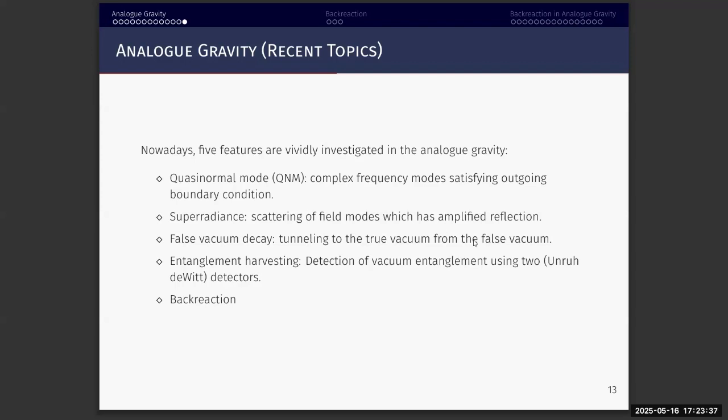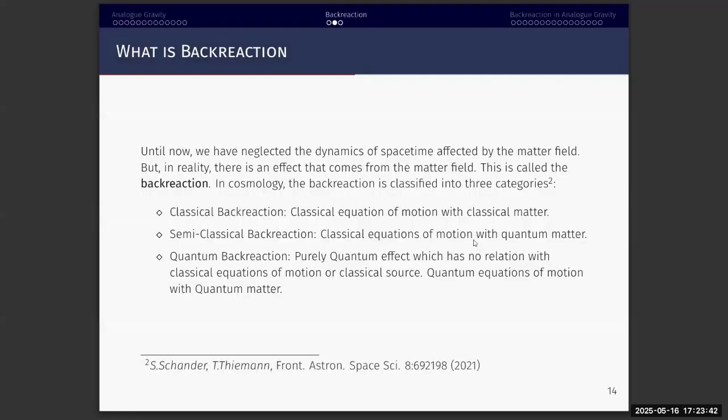The other is backreaction. So I will explain more about this backreaction, very simply first.